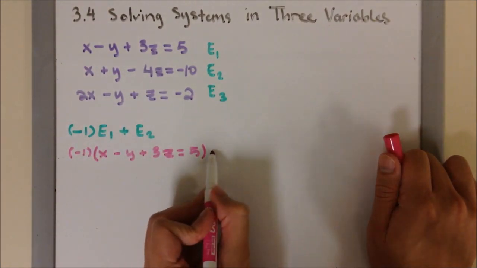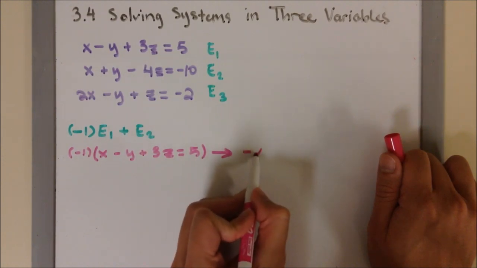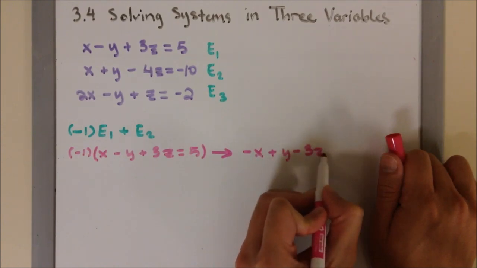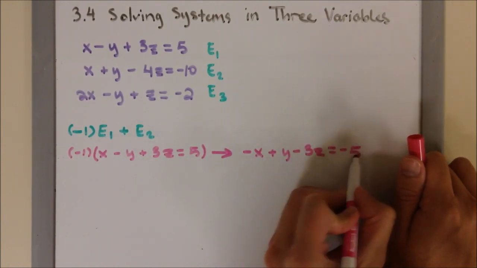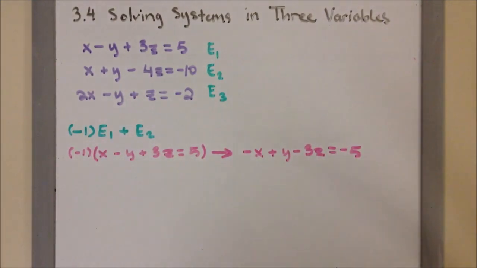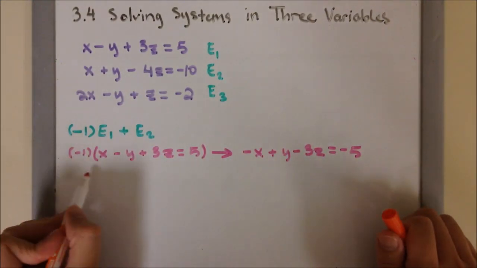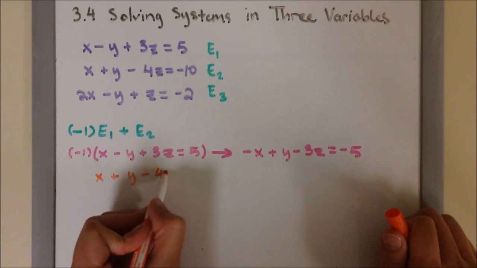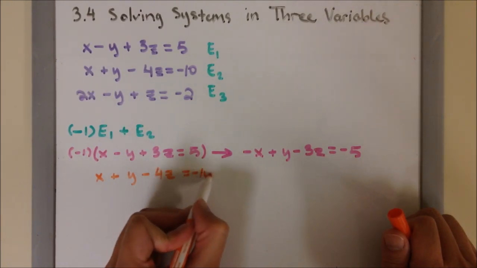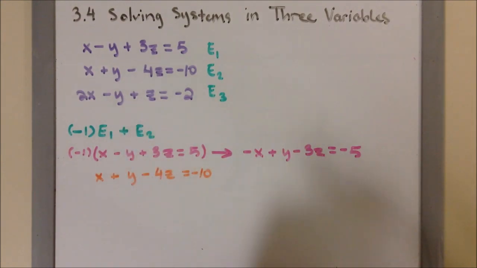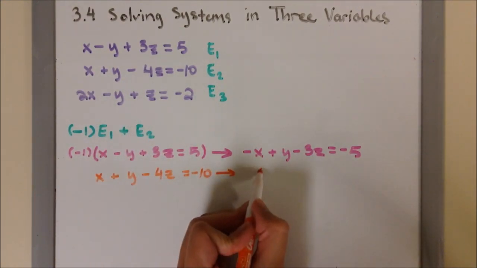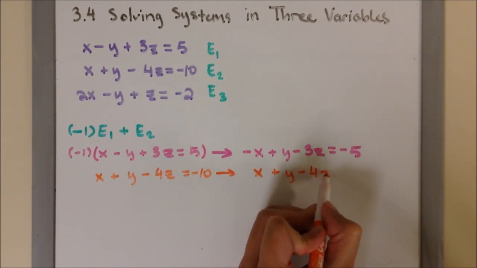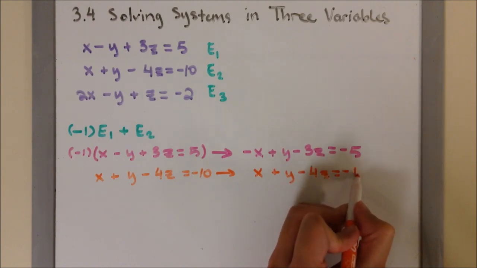Doing that, I'm going to get -x plus y minus 3z equals -5. And then my equation 2 simply stays the same: x plus y minus 4z equals -10. Since I'm not multiplying it by anything, I'm just going to bring it over here. So it's going to be x plus y minus 4z equal to -10.